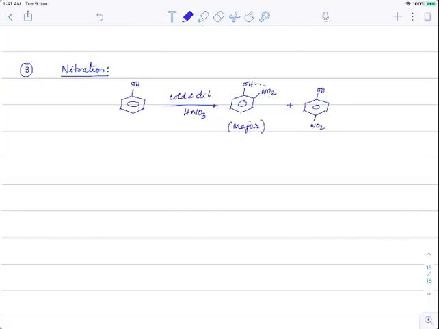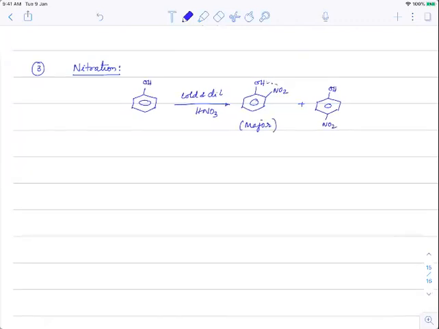So in case of nitration, we will have phenol reacting with cold and dilute HNO3. In that case, we will get OH and NO2. Okay. And in the other case, you will get it at the para position, OH and NO2. But here there will be hydrogen bonding between H and O. That's why this is going to be major. So ortho is going to be major in this case of nitration. Okay.